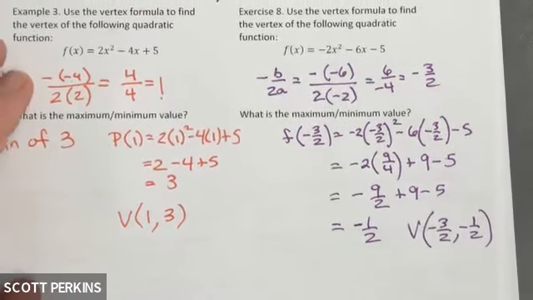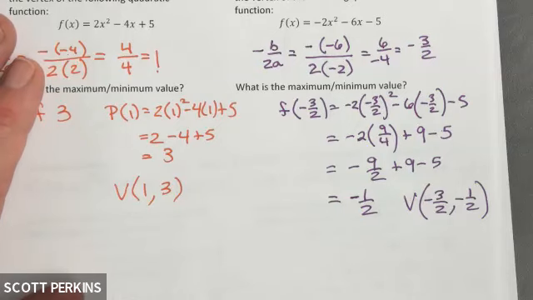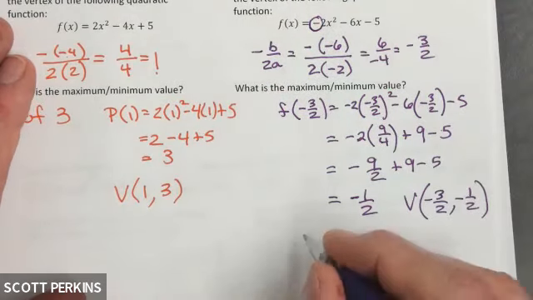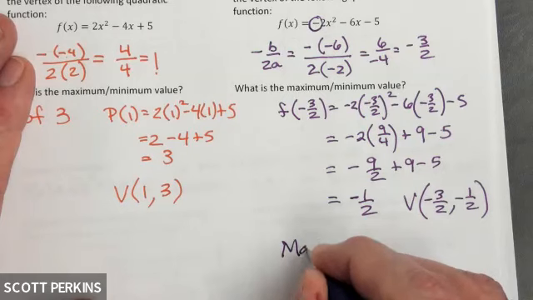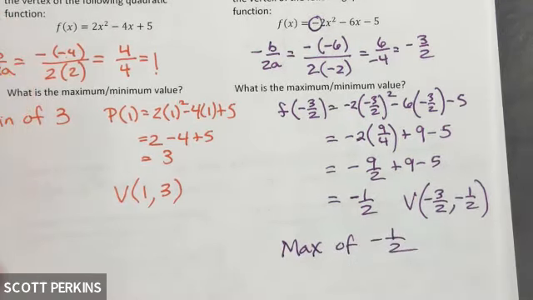This particular problem right here, does this one have a maximum or a minimum value? Why are you saying maximum on this one? Because it's pointing where? Pointing down. The arms are going downward. I know that because of the negative in front of the 2. So this one's pointing downward, so it has a maximum value, and that maximum value is -1/2.